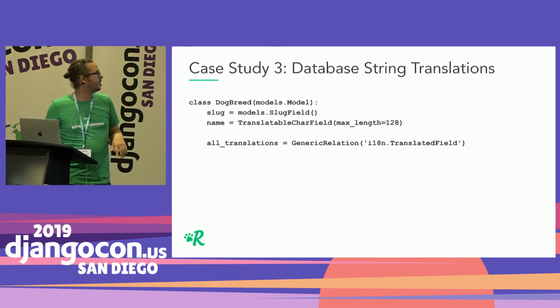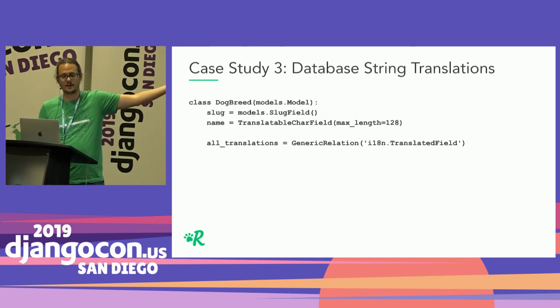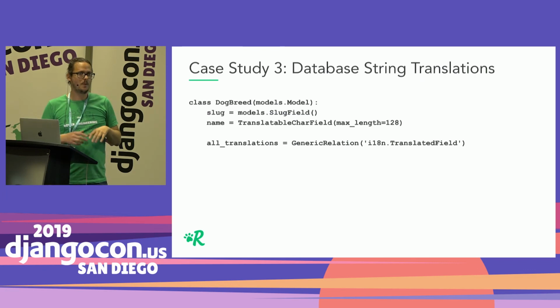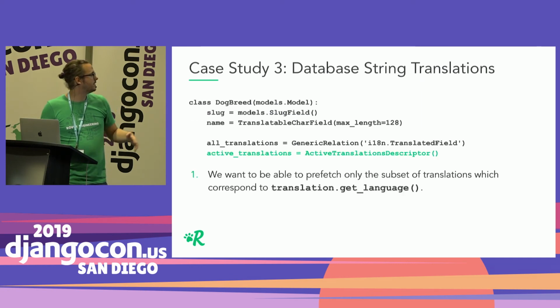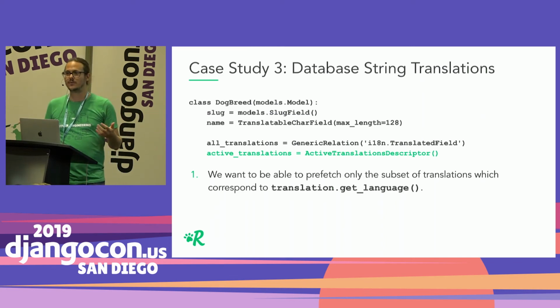One particular example of that in our system is a dog breed. A dog breed has a name, and we want to be able to translate that. We can use the reverse relationship of the generic foreign key, using generic relation, and prefetch all of those, but it does have the disadvantage that you're prefetching the translations for every language, even though you may only need one. So we'd like to have something called active translations, where we only prefetch the subset of translations which correspond to the active language in the request response cycle.